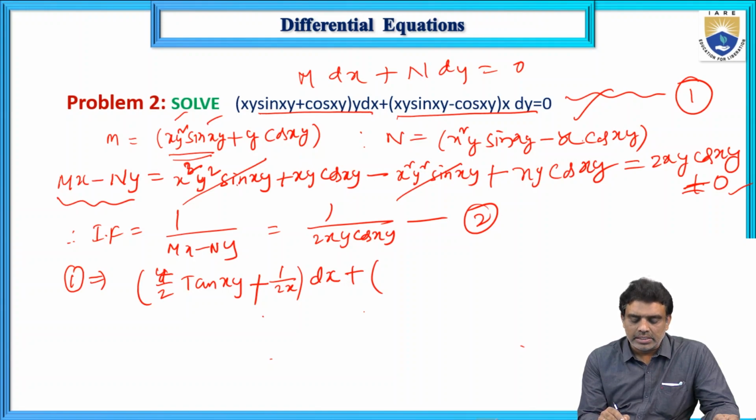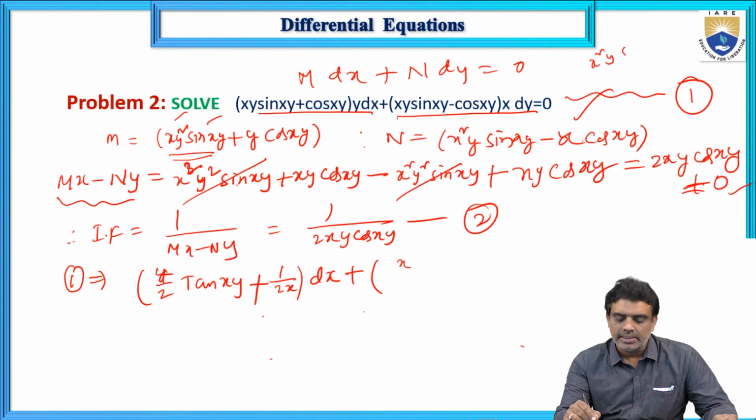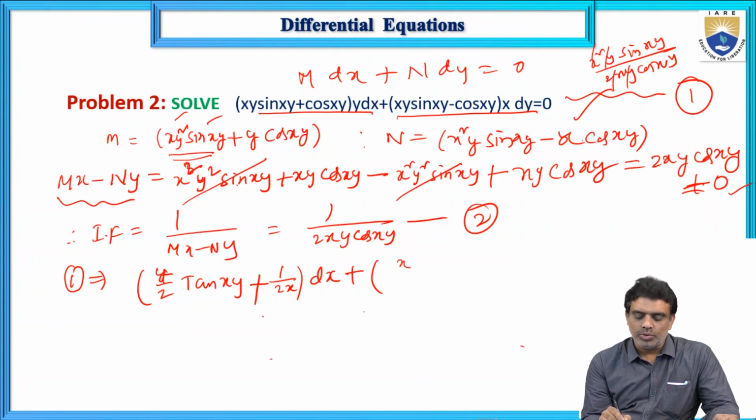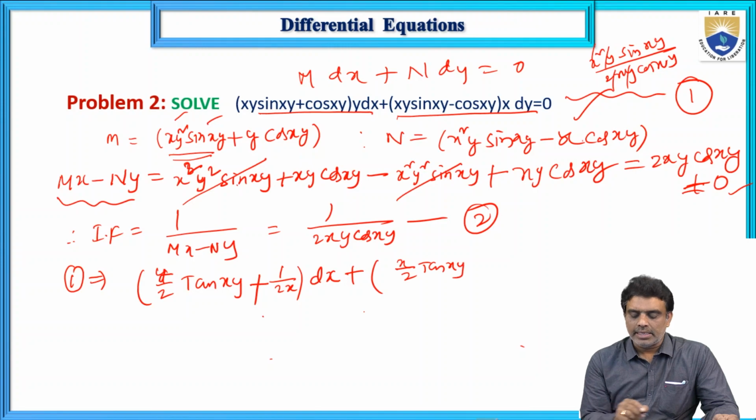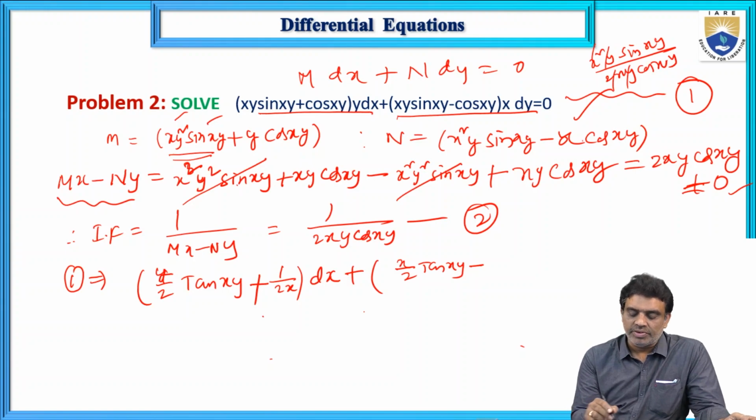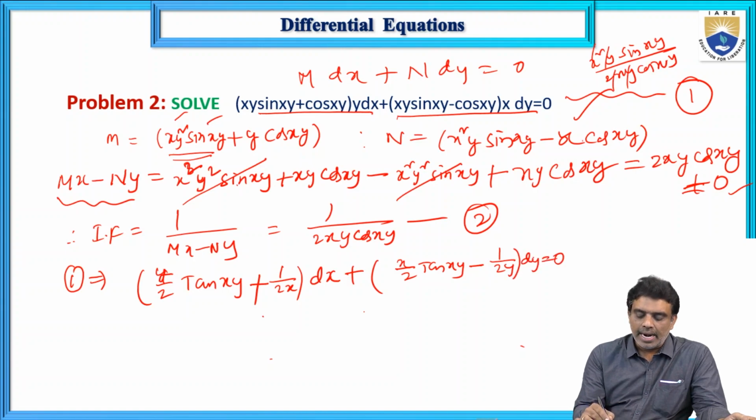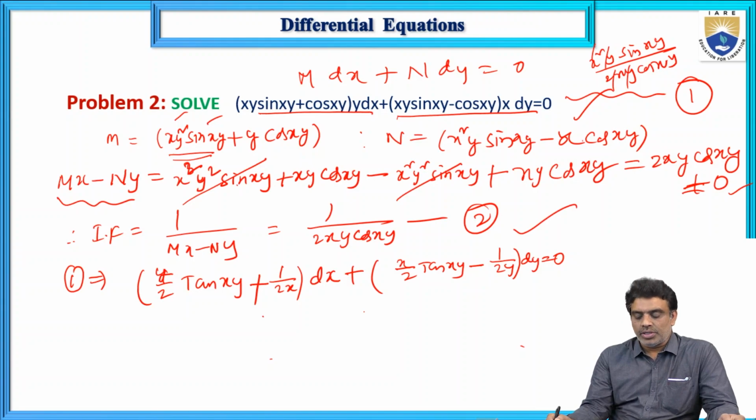Then what is the value? x by xy sin xy, here x square y sin xy by, what is the term here? 2xy cos xy. So this is tan xy, xy cancel. So what will we get? x by 2 tan xy, x by 2 into tan xy. That is the n term. And here it is x cos xy by 2xy cos xy, x cos xy cancel. So 1 by 2y dy is equal to 0, and this equation is an exact equation.